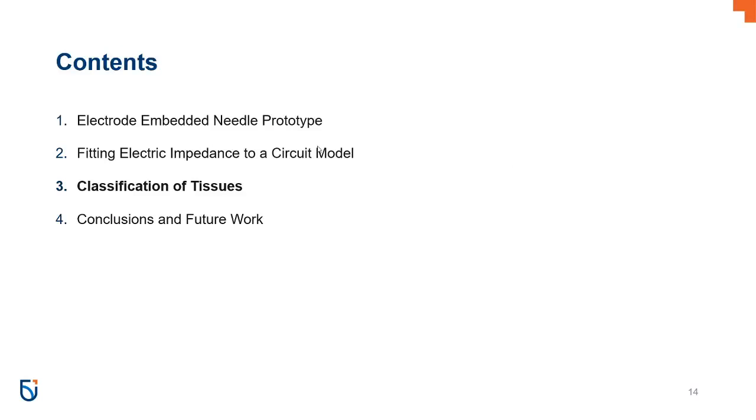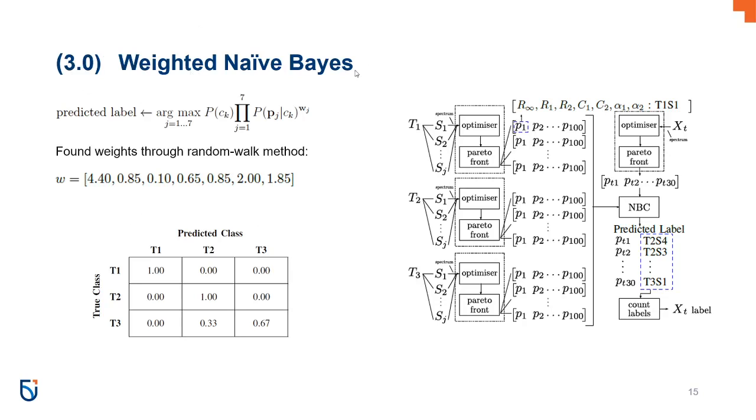Looking closer at tissue classification, we went with a weighted naive Bayes approach, but let's break it down into its pieces. We started off by defining our database. Essentially, for each tissue type, we had a number of samples, and each sample had 100 population members. For our test samples, we had 1 sample going in, and we create 30 population members and find the Pareto front.